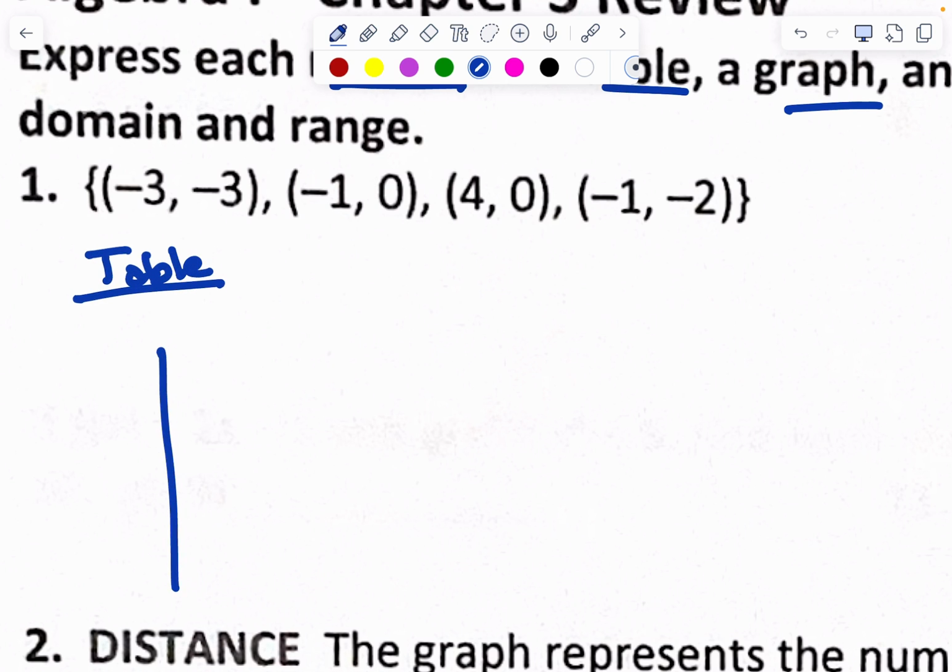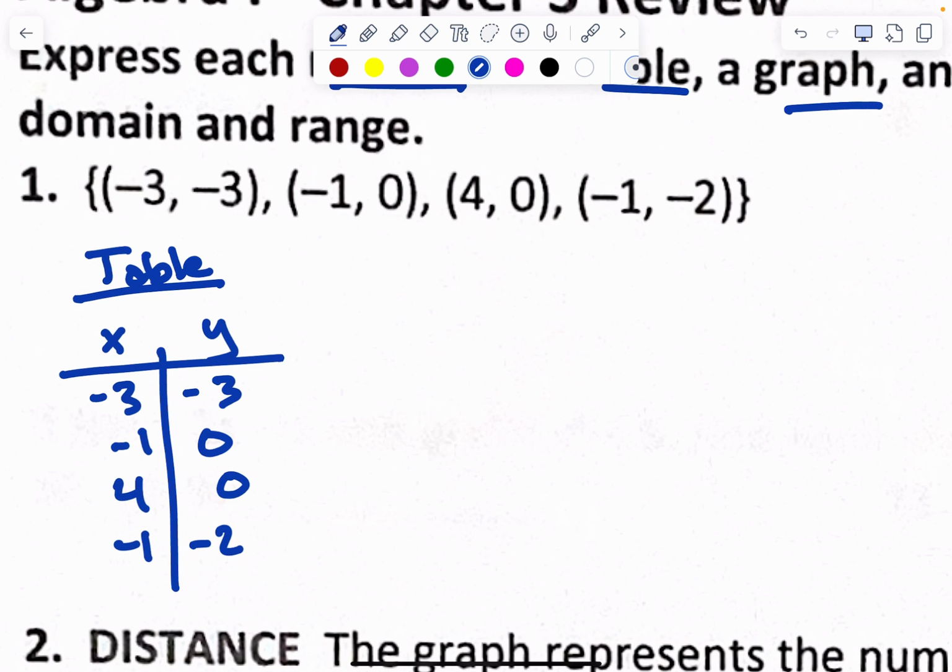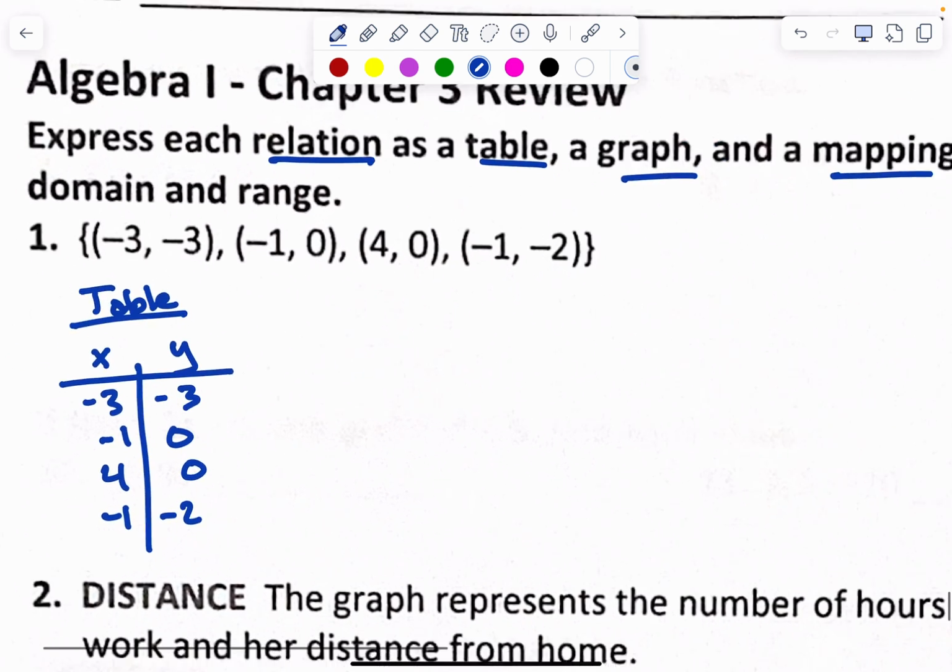Okay, how do we do a table? You make a table, X and Y. And we have four points to do a table, so (-3, -3), (-1, 0), (4, 0), (-1, -2). Was that okay? Is that too fast?